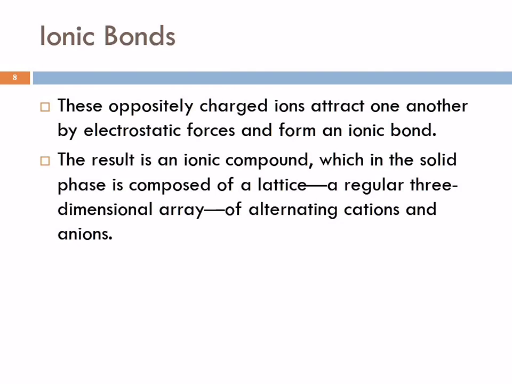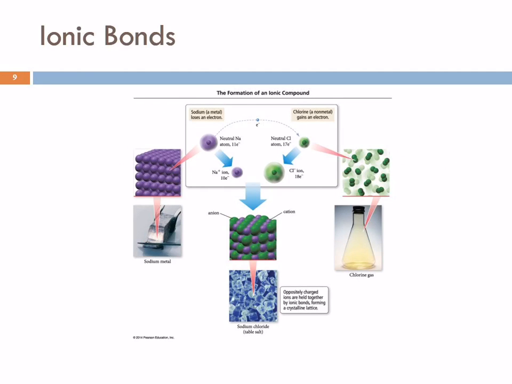Ionic compounds generally form some sort of a lattice, a regular three-dimensional array. So all these positive and negative charges are going to kind of stack up. I hope I have a picture. There's a picture. They're going to stack like this, to maximize the attraction between opposite charges and minimize the repulsion between like charges.